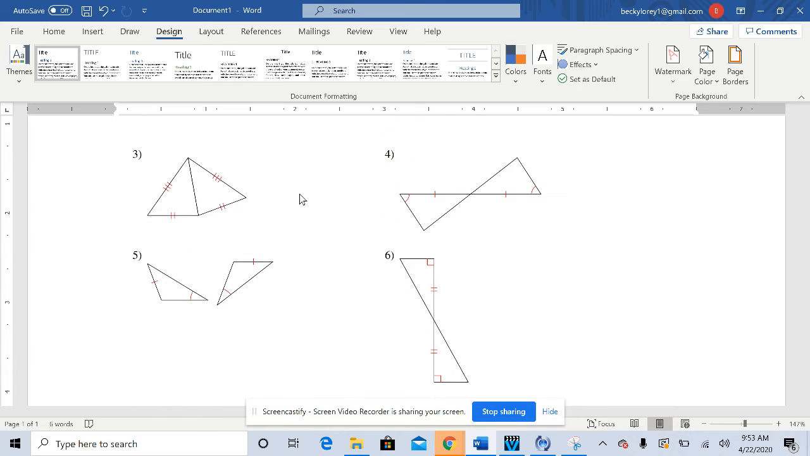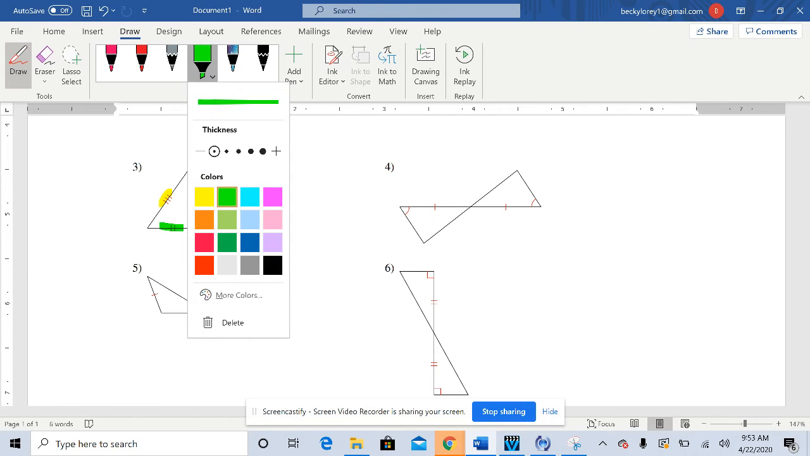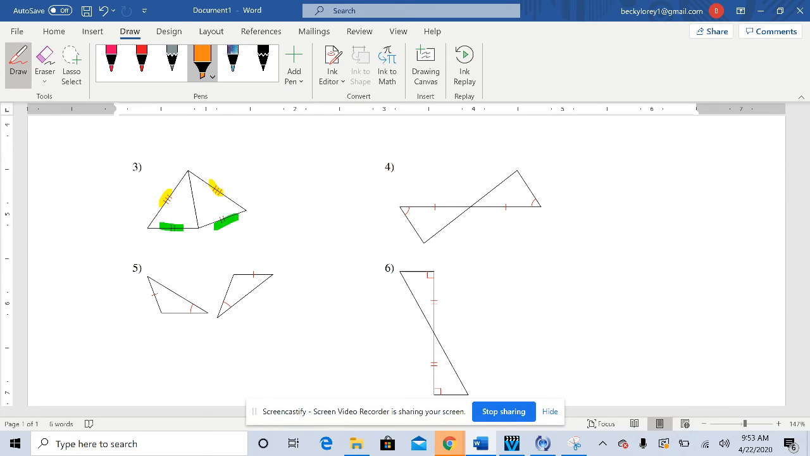All right, let's look at the third one here. If we look at number three, we're shown that these two sides are congruent. We're shown that these two sides are congruent. And we know that since they share that side in the middle, these two sides are congruent. So here we have side, side, side. And that's one of our options. So yes, we can say that these two triangles are congruent.